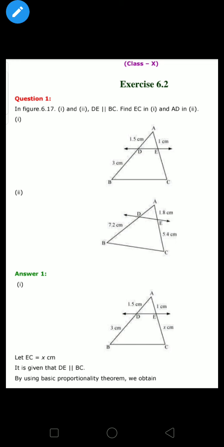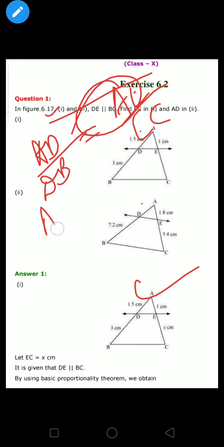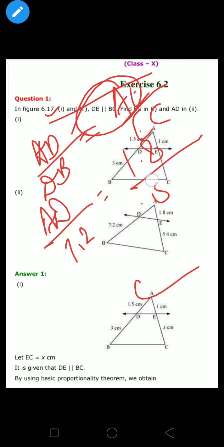Okay. Now here in the second question also it is written here, students. Then we have to find out AD. Again using Thaler's theorem. It is given here, DE is parallel to BC. So using Thaler's theorem, you will write down here: AD upon DB is equal to AE upon EC. Tell me what is the value of DB, that is 7.2. And what is the value of AE? That is 1.8 upon 5.4. Point will be removed.